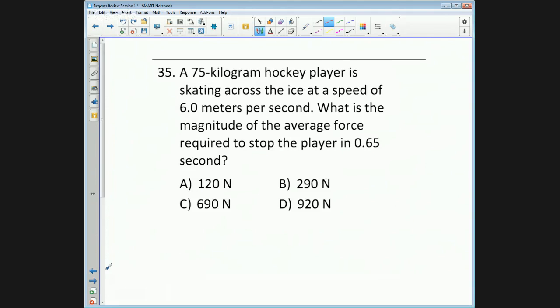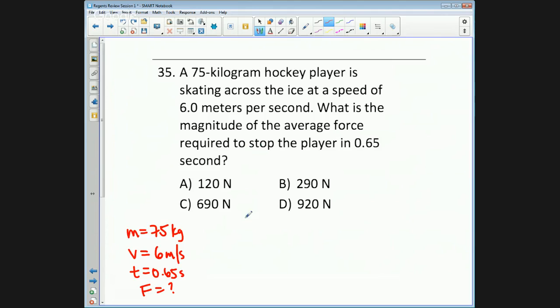Okay. For number 35, a 75 kilogram hockey player is skating across the ice at a speed of 6 meters per second. What is the magnitude of the average force required to stop the player in 0.65 seconds? So we have mass equals 75 kilograms. We have a speed, which equals 6 meters per second. We have time, which equals 0.65 seconds. And we need to figure out the average force.